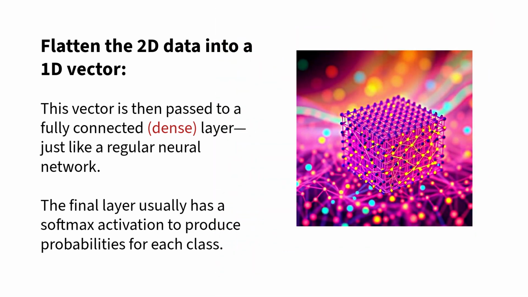Once we have extracted all the features using convolution and pooling, we flatten the 2D data into a 1D vector. This vector is then passed to a fully connected or dense layer, just like a regular neural network. These dense layers learn to combine features and make decisions. Does this combination of edges and textures look like a dog? The final layer usually has a softmax activation to produce probabilities for each class.